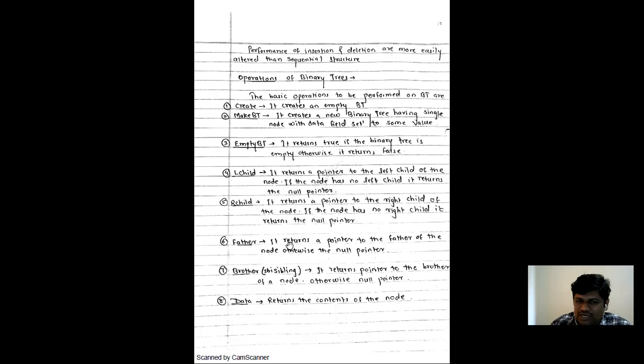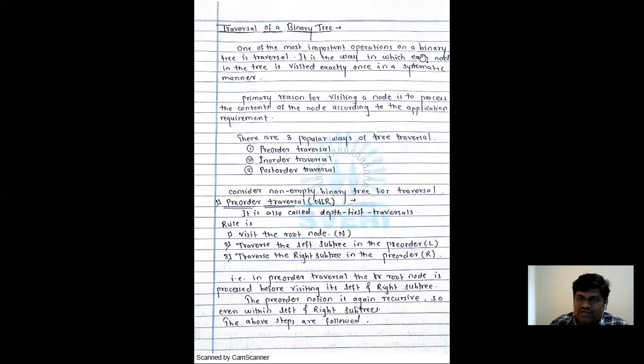Father returns the pointer to the father of the node, otherwise the null pointer, right? So this will be considered as a root. Brother means sibling nodes, so it returns the pointer to the brother of the node, otherwise the null pointer. And data means return the content of the respective node. So these are the operations we will discuss in detail.